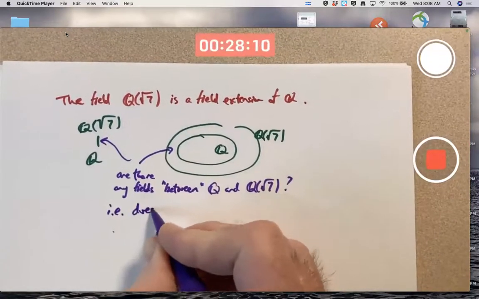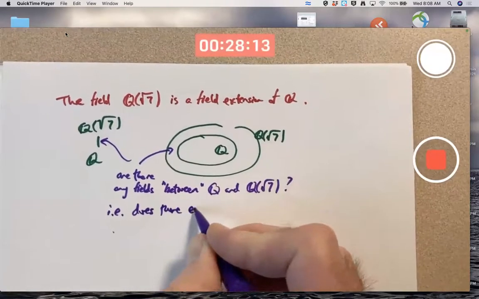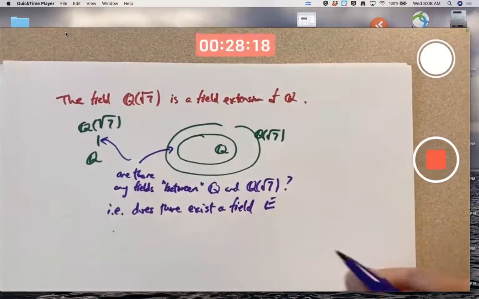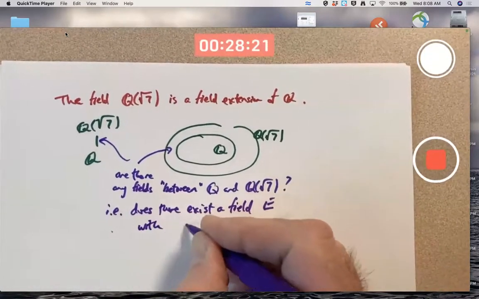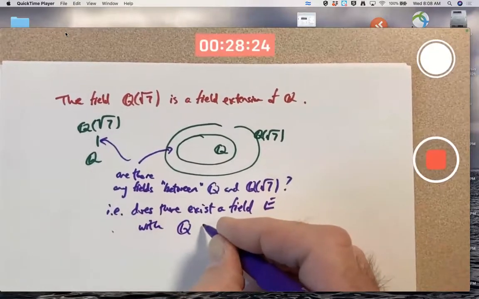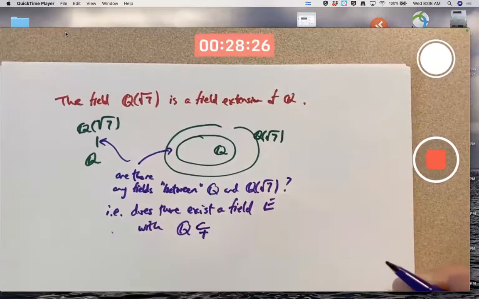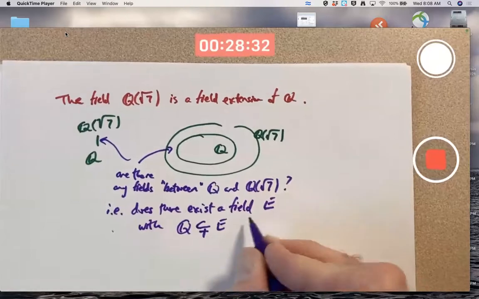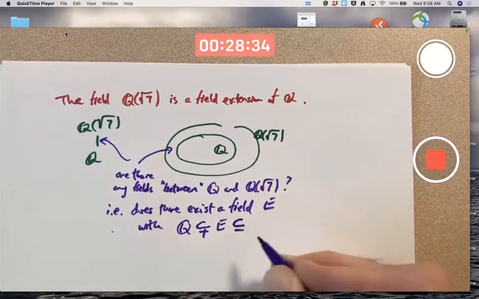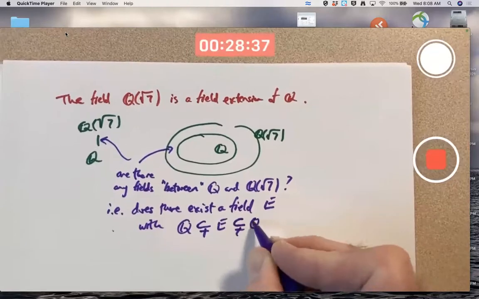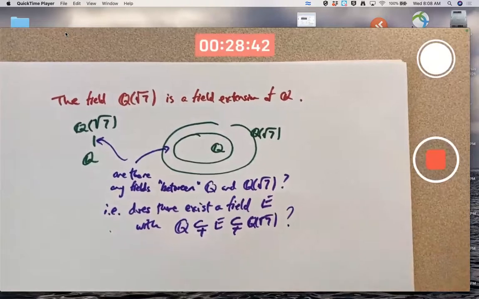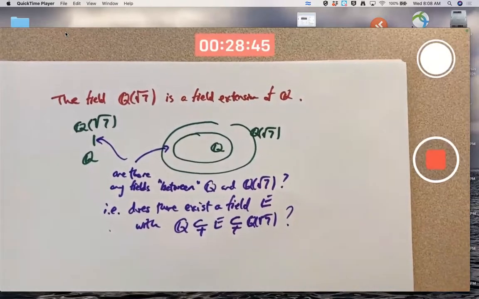does there exist a field, call it E, with Q being a subfield of E but not equal to E? That means subset but not equal to. And with E being a subfield of Q adjoin root 7 but not equal to it. That's a question you could ask and wonder about.